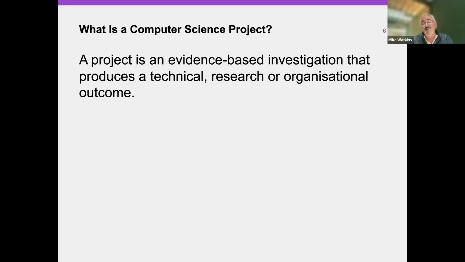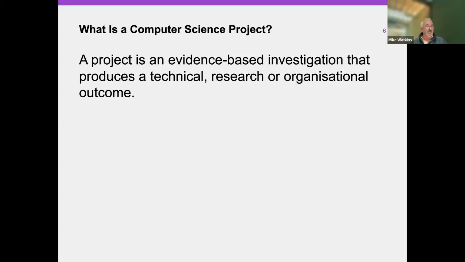And then at the end of it, try to evaluate it to see whether it actually meets those requirements that we identified. So it's an evidence-based investigation. That's a really good way to describe it. There's a technical aspect to it, there's a research aspect to it, and there's an organizational aspect to it.